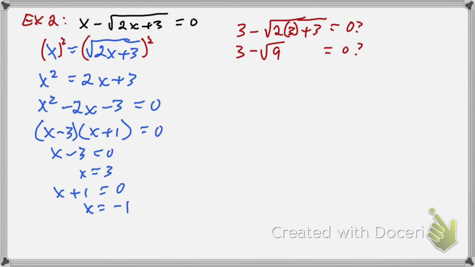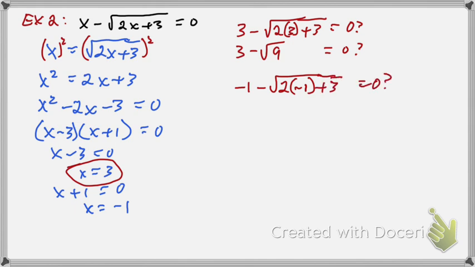How about y'all? All right. So there's a potential solution. That is a solution. I'll try my next one. So I've got minus 1 minus 2 times minus 1 plus 3. Does that equal 0? Negative 1. Under the radical, I've got negative 2 plus 3, which is 1.